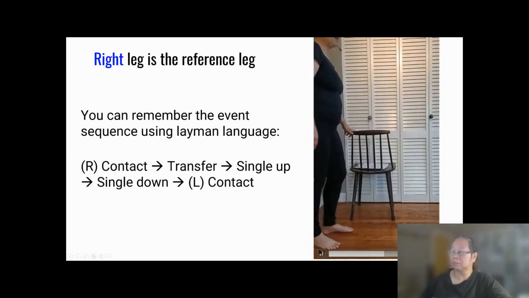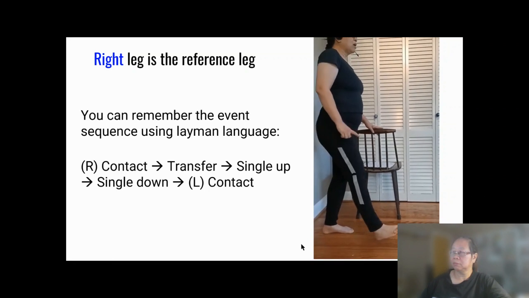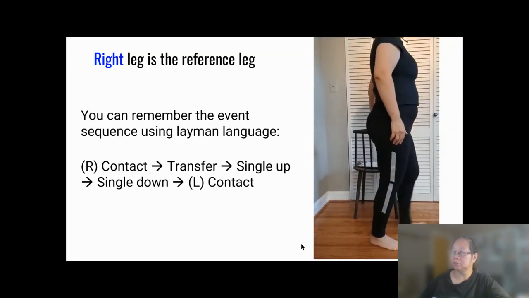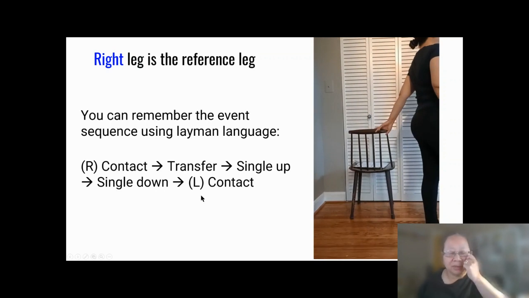So now let's do it again. Then I'll give you the name of each gait phase. Contact, transfer, single up, single down, transfer, and sweep. So I encourage at this point you stand up and do this, experience yourself what happened.